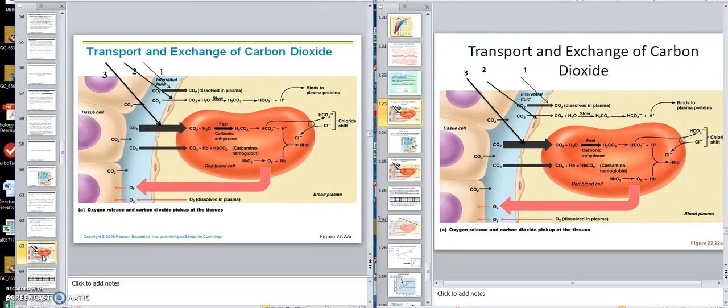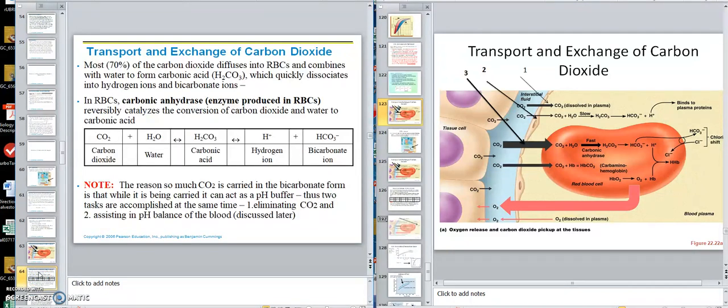So now we come here and we see this particular aspect. Okay. Now, I'm going to show you how this is going to work. Okay. So what will happen is, first of all, I'll use this picture. From the tissue cell, CO2 will get into the interstitial fluid. Then from the interstitial fluid, it will go into the bloodstream.